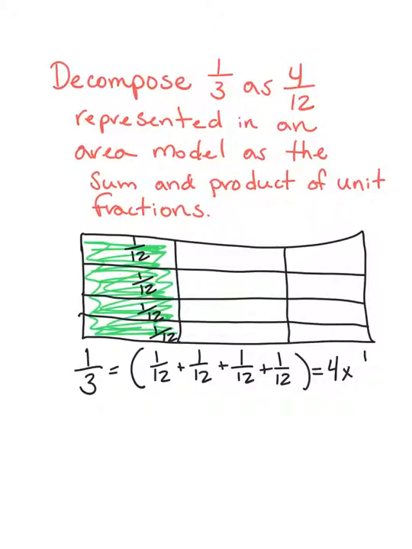4 times 1/12 equals 4/12. This is one long number sentence that's showing how I am decomposing the 4/12 and showing how they're equivalent, and then composing it back together, finding the product. 4 times 1/12 equals 4/12. So this clearly shows that 1/3 and 4/12 are equivalent fractions.